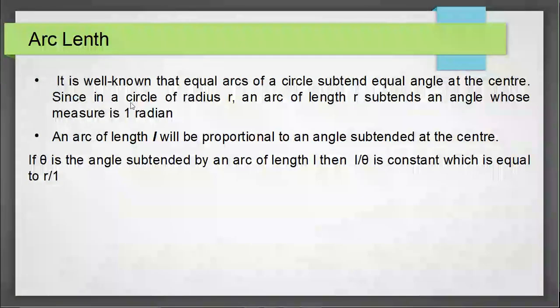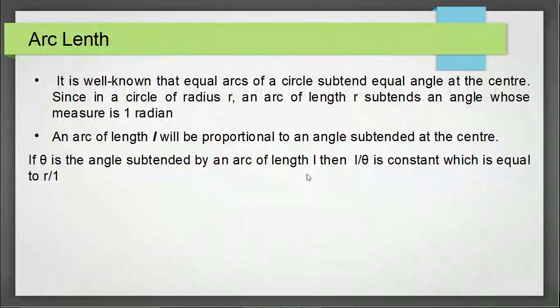And in a circle of radius r, an arc length r subtends an angle whose measure is 1 radian, and thus we will have arc length L proportional to the angle subtended at the center. If theta is the angle subtended by an arc of length L, then L by theta is constant, which is equal to r by 1, because when the length of arc is r, angle subtended is 1. Here the 1 is 1 radian.